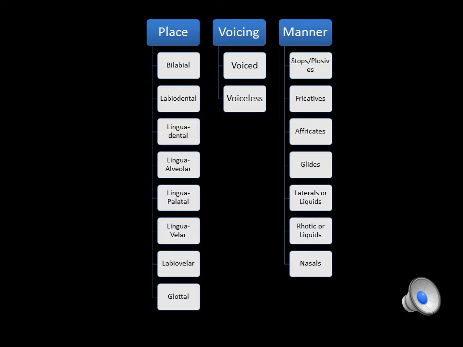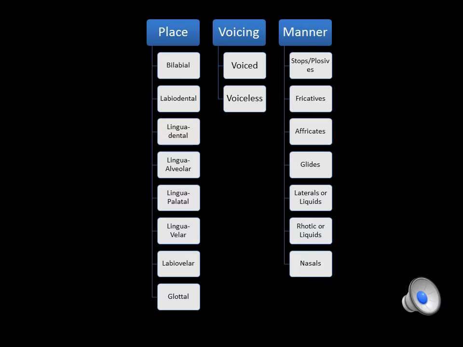The next way we'll discuss classifying consonants is manner of production. Manner means how breath stream is managed within the vocal tract and what method of constriction is used to modify that stream of air. So, for example, stops, which are also called plosives, are sounds made by completely blocking off the vocal tract. You build up the air pressure behind a constriction and then explode the sound.